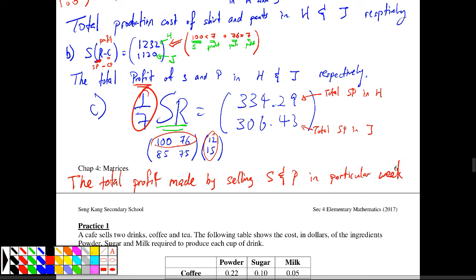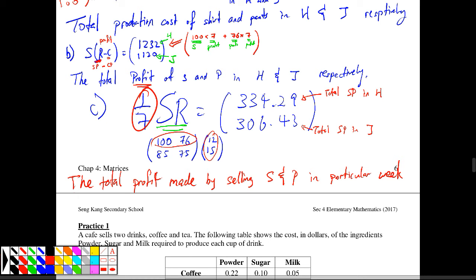4. Why do you say 4? Total Hougang and Jurong. Not the answer, the statement. This is the total profit of selling shirt and pants. One. When you say 2, it means you are expecting to see shirt profit and pants profit. No, it's 1. Now how do I make it 2?